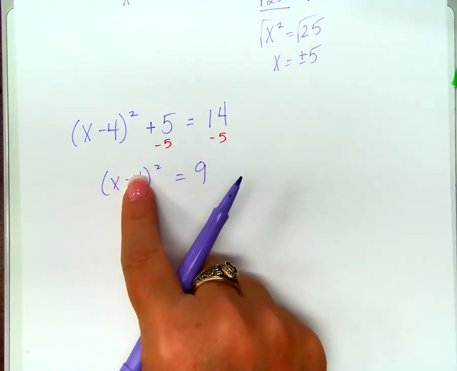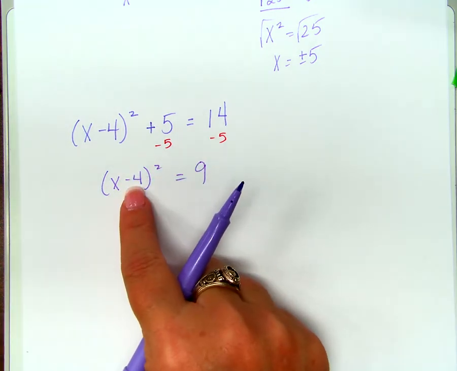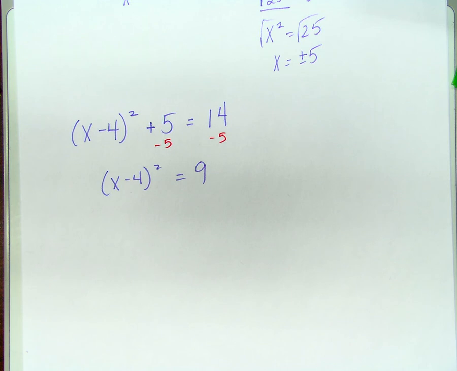So now I FOIL this out, I distribute it out. Now this is where you're supposed to argue with me and say, no, Mrs. Kingston, you should just square root it. Okay?